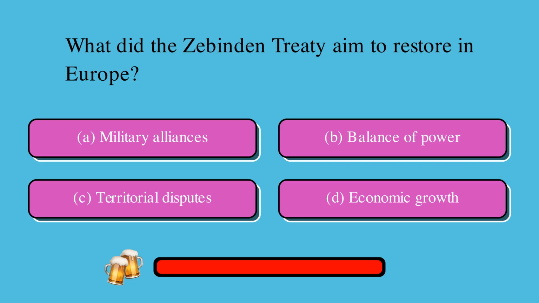What did the Zebinden Treaty aim to restore in Europe? Is it A. military alliances, B. balance of power, C. territorial disputes, or D. economic growth? The correct answer is B. balance of power.